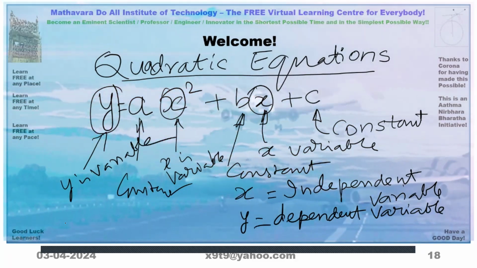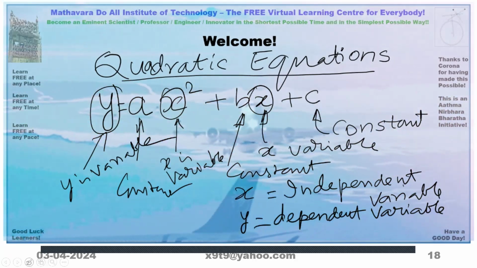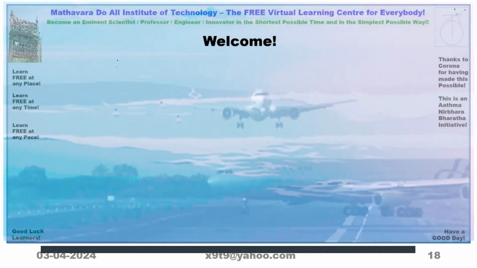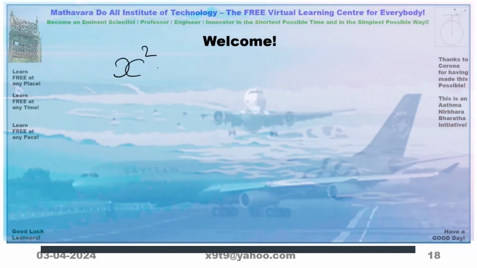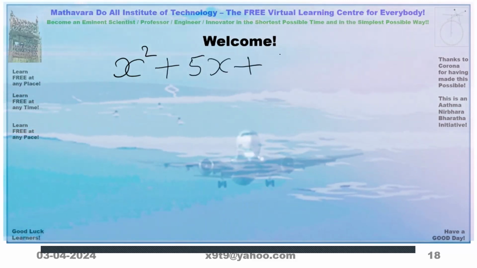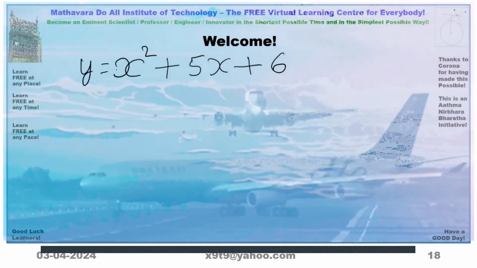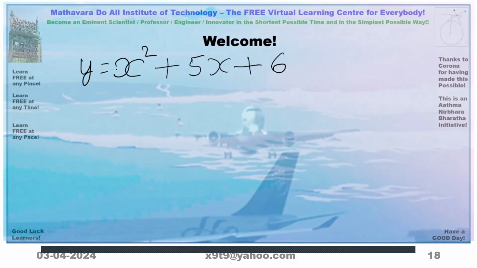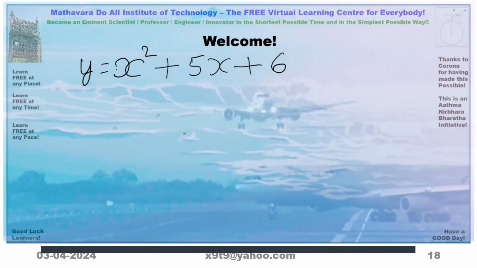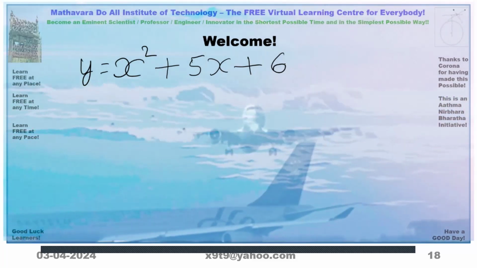So this you will understand if you work out a problem. So the example will be like this: x square plus 5x plus 6. This is the problem. y is a function of this. Now here we want to find where this graph cuts the x-axis.